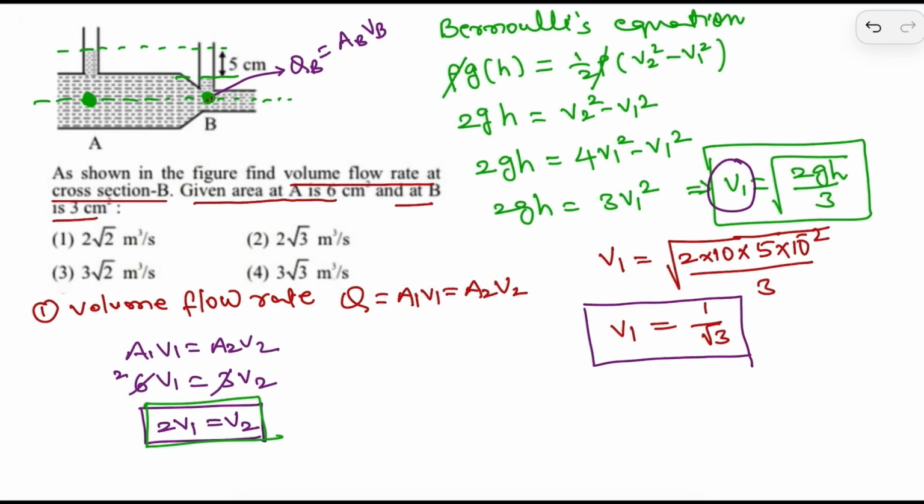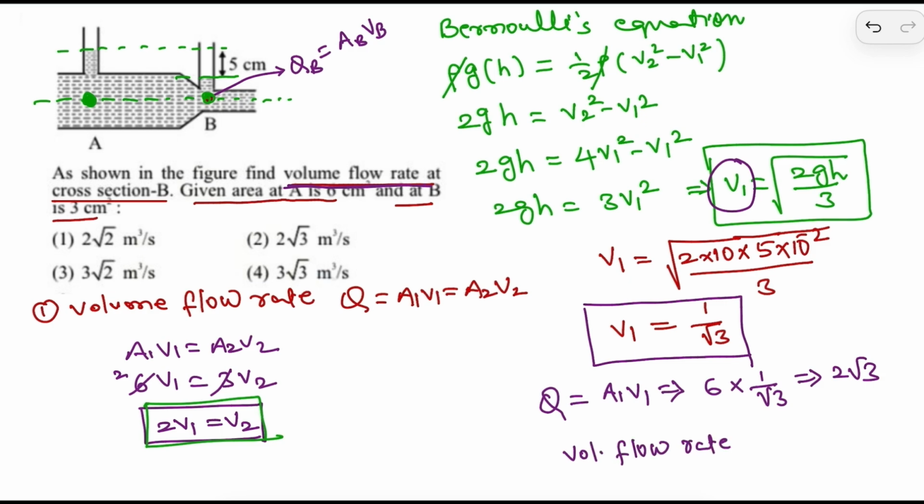Now what the question is asking is the volume flow rate Q. Q is equal to A1 V1, which is equal to A2 V2, both are equal. So Q is equal to A1 V1. A1 is given as 6, and V1 is 1 by root 3. So this will be 2 root 3. So the answer is the volume flow rate Q is equal to 2 root 3 cubic meter per second.